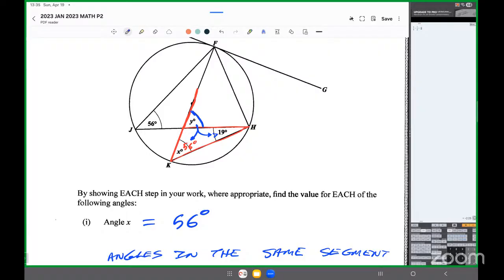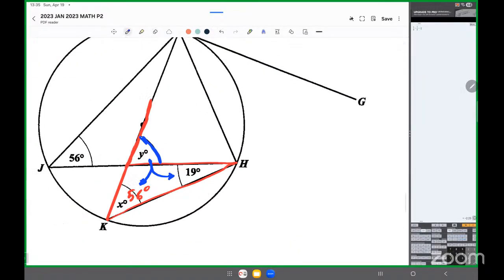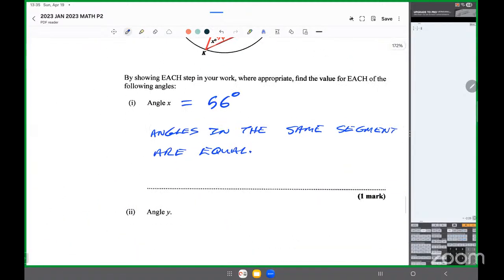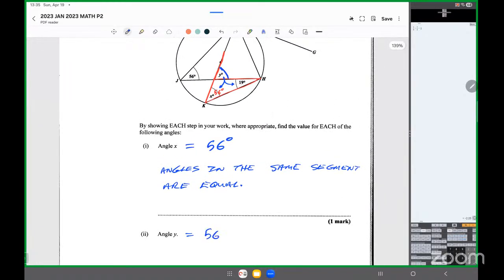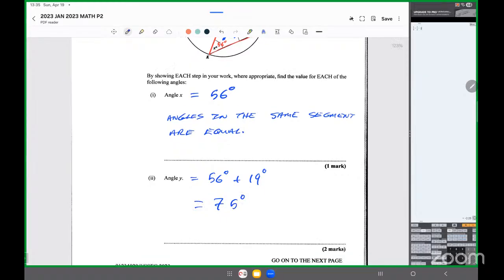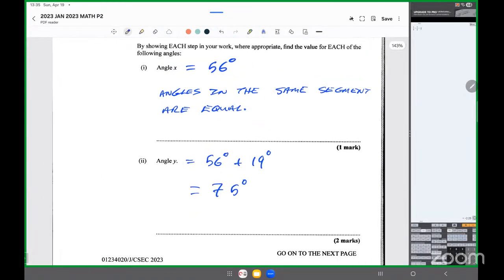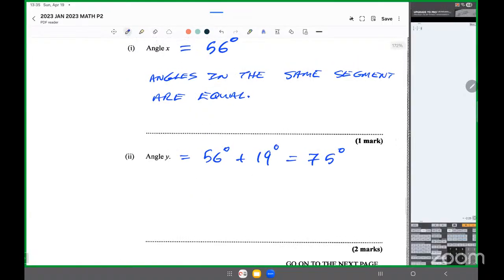So it's equal to the 56 plus the 19. All right, that's what it is. So angle Y is equal to 56 degrees plus 19 degrees. What is that? 75 degrees. What's the reason? Let's write the reason right here. Exterior angle equals the sum of the two opposite interior angles.